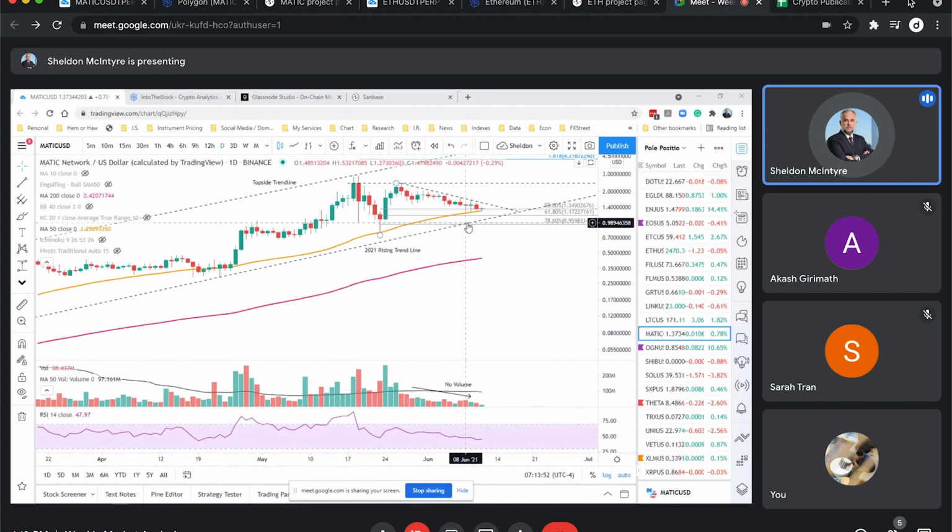One doji is pretty much a neutral event. When you have consecutive ones and they happen at support, it could mean a reversal in the trend. We haven't seen that yet because we had a down day yesterday of about 8.5%. Today we're sitting once again on the 50-day, which is consistent with the personality of MATIC.